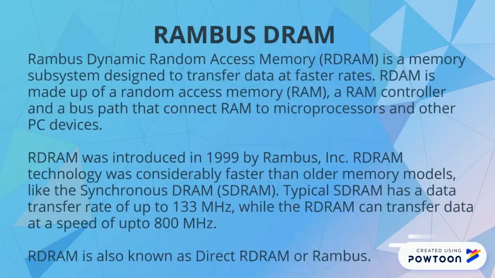RDRAM was introduced in 1999 by Rambus Inc. RDRAM technology was considerably faster than older memory models. Typical SDRAM has a data transfer rate of up to 133 MHz, while the RDRAM can transfer data at a speed of up to 800 MHz. RDRAM is also known as direct RDRAM or Rambus.